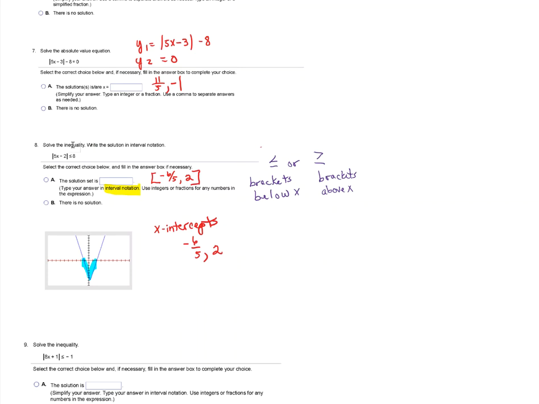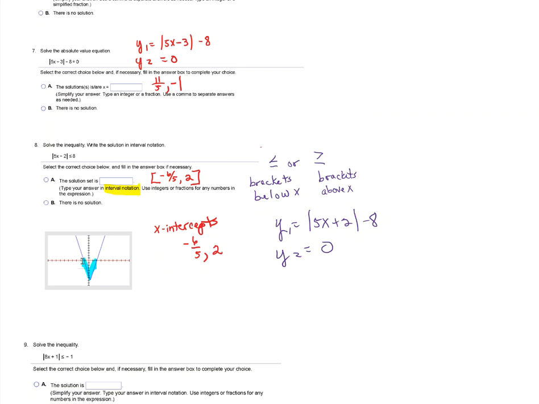Number 8, this is an inequality. So we've had some equations, we've got an inequality. We're going to put the y1 in here. Okay, so I've got that in there. Now, what does this tell us? Less than or equal says we're going to have brackets, and if it's less than, it's going to be below x. If it's greater than, it's going to be above x. So we are looking for below the x-axis. When we do this graph, we get this picture, and because we're looking for below, we need this blue area right here. So you do find the x-intercepts.